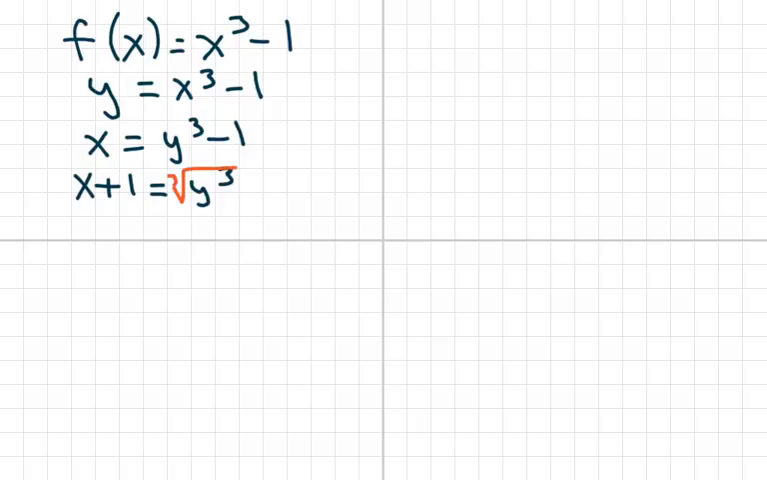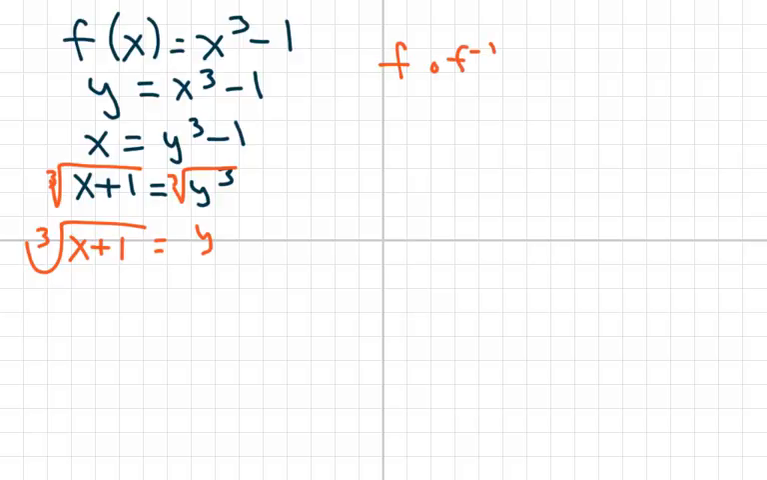So you cube root both sides. So y equals the cube root of x plus 1. And this is where knowing your parent functions is going to help, that we did at the beginning of the year. Okay, so this number is 51? So basically, we're going to have to check f composed with f inverse and f inverse composed with f.